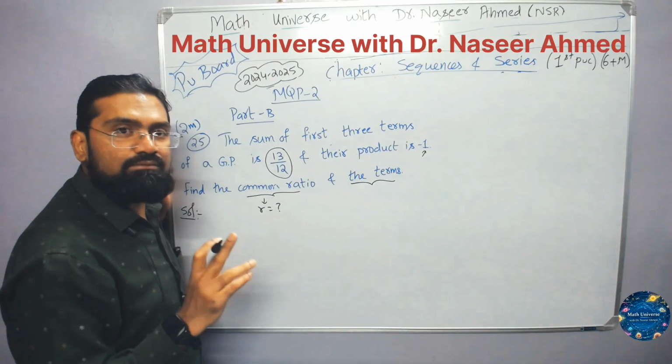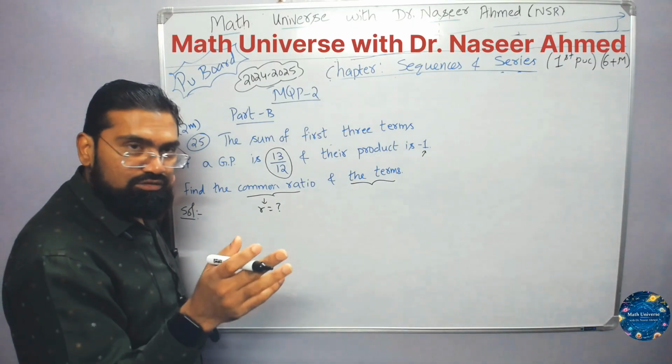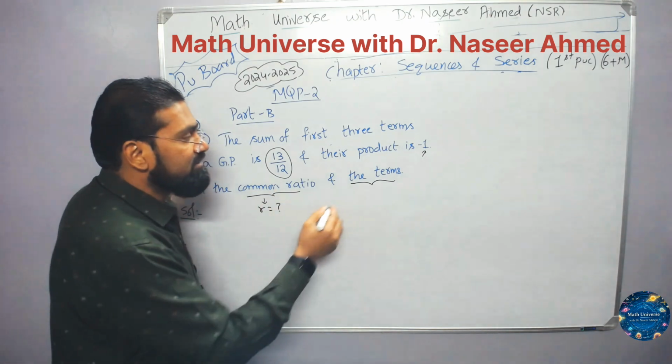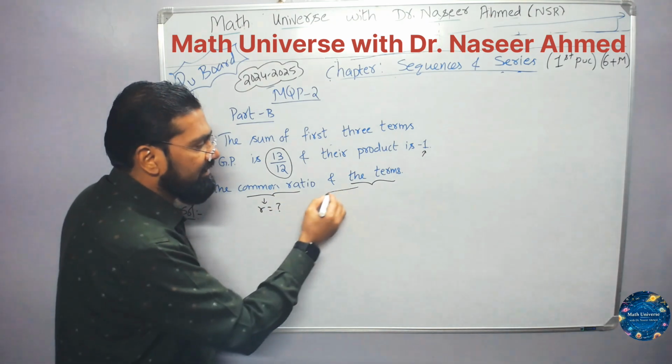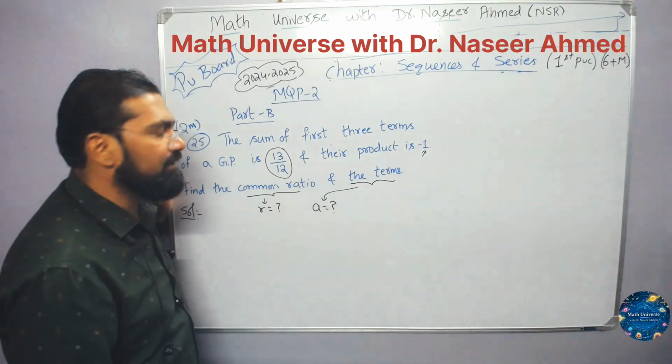Don't forget to find the first term. As soon as I know the first term, to get the next term I have to multiply by the common ratio. So the first term is required. Because they said find the terms, very clear from here, I have to find the first term also. I hope the point is clear.